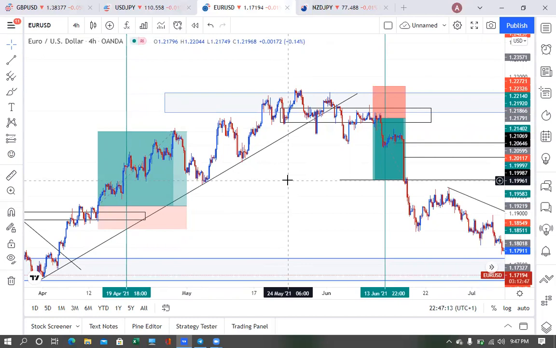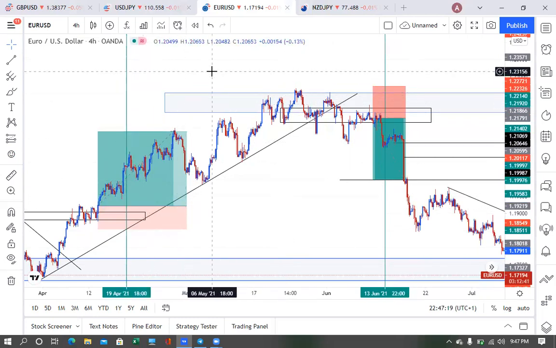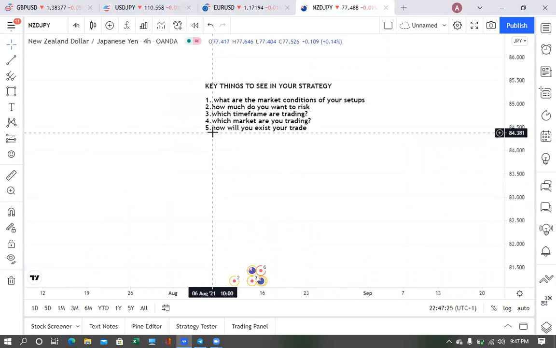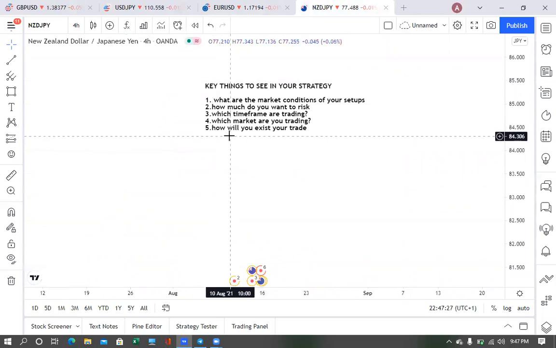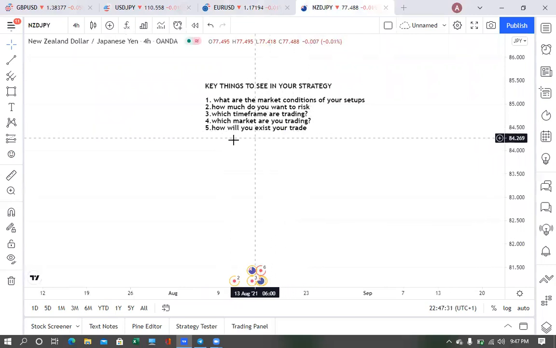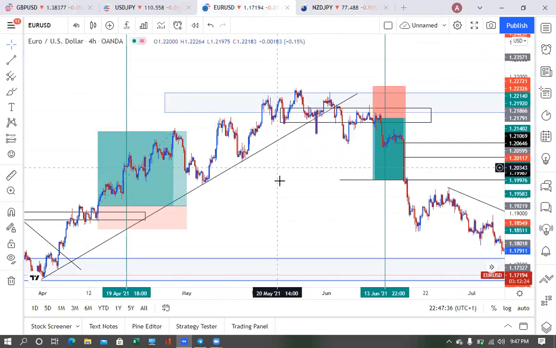You need to be trading Euro USD with that strategy. So that is what I mean. And this is the market that you are to trade. And then our last point, which is the fifth point, is how will you exit your trade. You understand? How will you exit your trade also comes in that strategy.